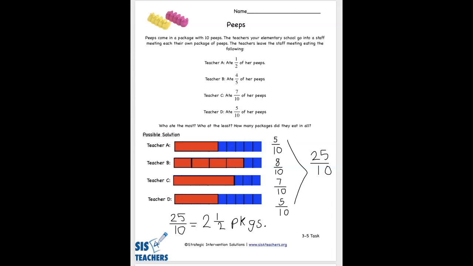Then I did a 7/10, covering it, and the 5/10 were a little bit easier to cover. And so I was able to add all of those together to see that they ate 25 tenths. Then we put that into about how many packages they ate, which was 2.5.